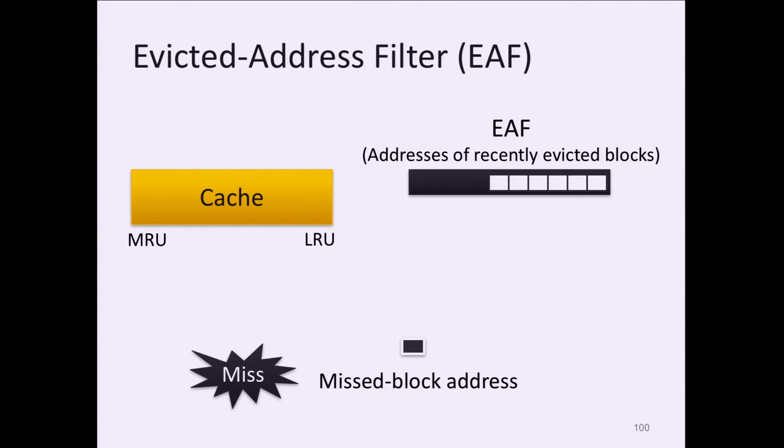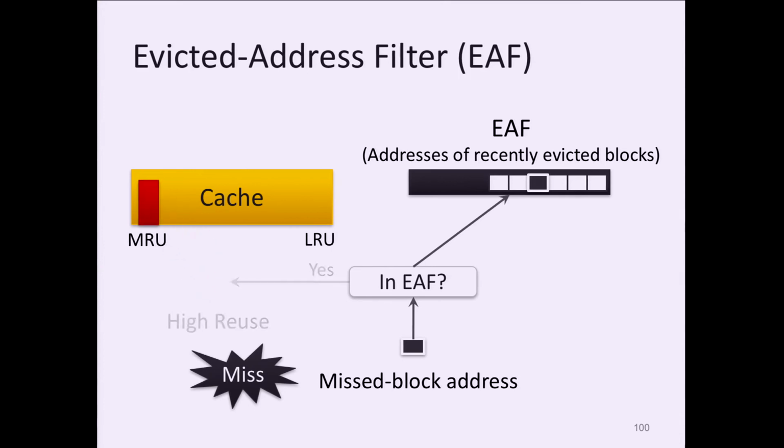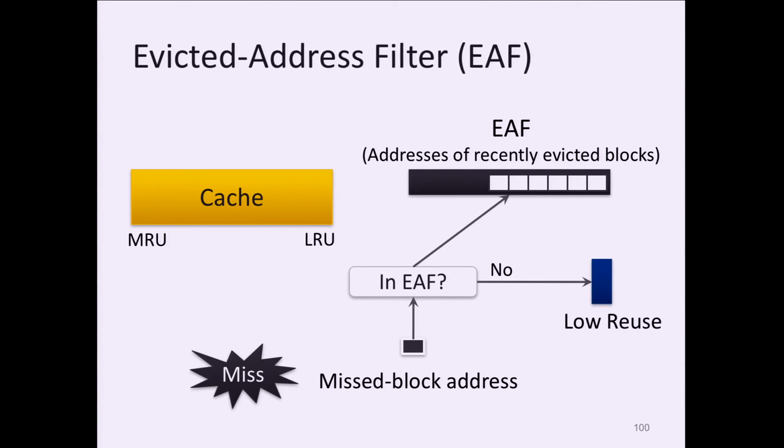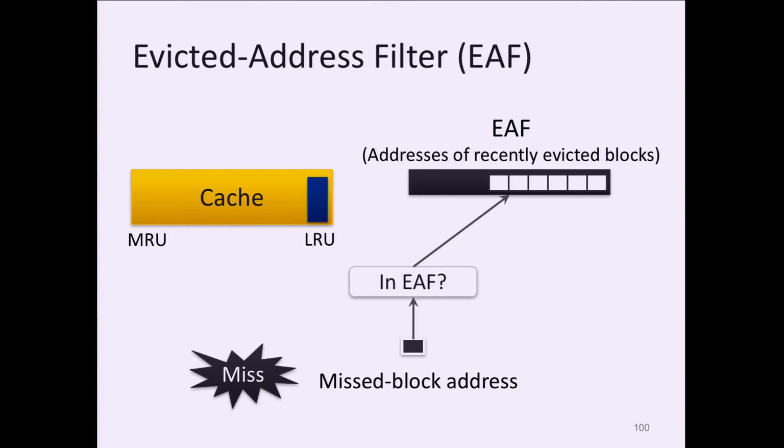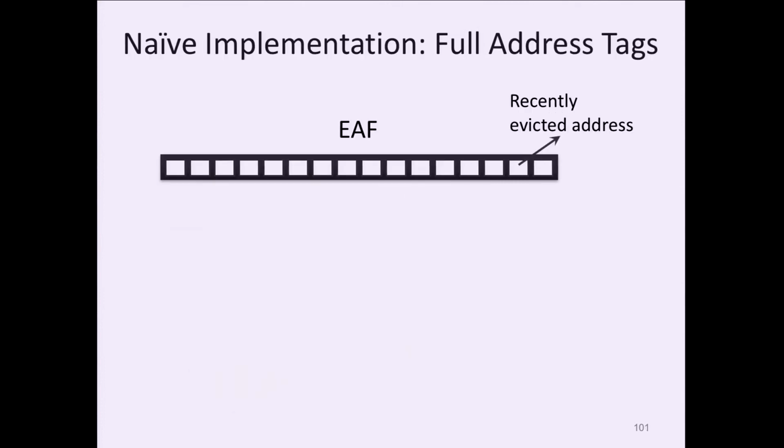We'll look at that. Whenever you get a miss in the cache, you look up the block address. If it's in the evicted address filter, which means that it's recently evicted, you insert this block with high priority into the cache, predicting that it's a high reuse block. Basically, you've done the wrong decision previously. If it's not in the filter, you predict that it's a low reuse block, and we're going to insert it with the bimodal insertion policy, or you're going to insert at the LRU position over here.